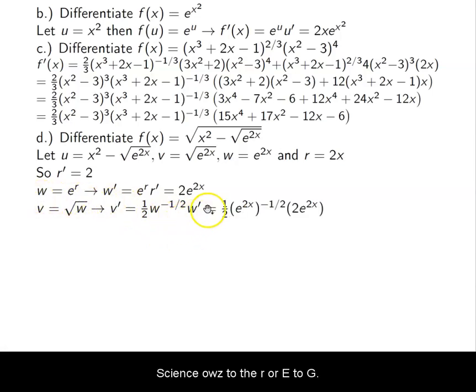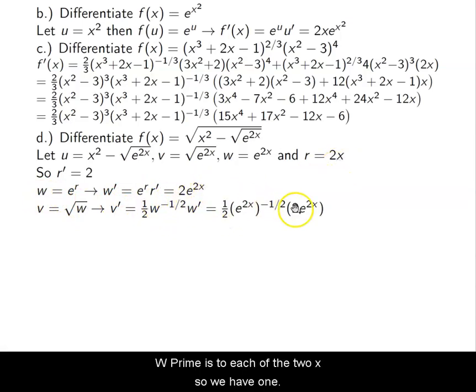So w is e to the 2x, okay? W prime is 2e to the 2x. So we have 1/2 times e to the 2x to the negative 1/2 times w prime, which is 2e to the 2x.